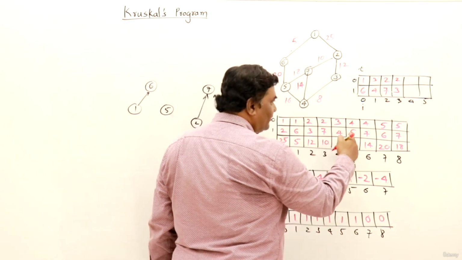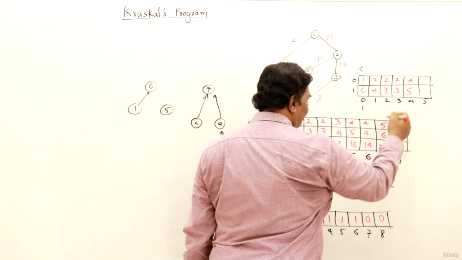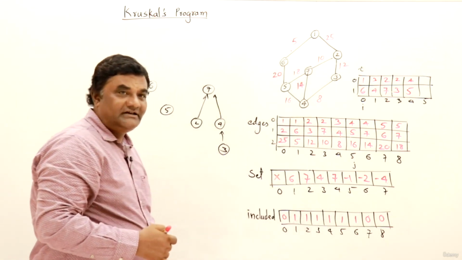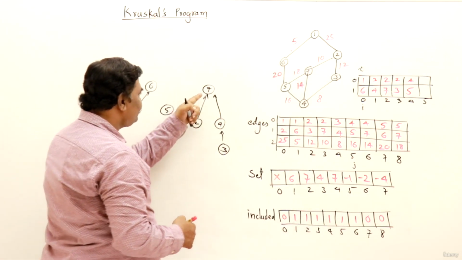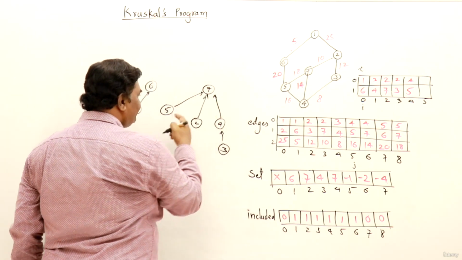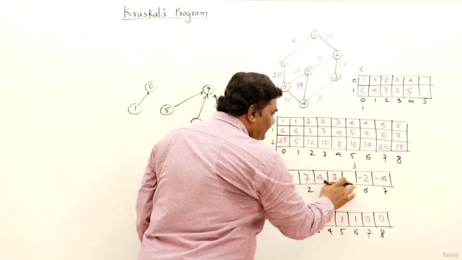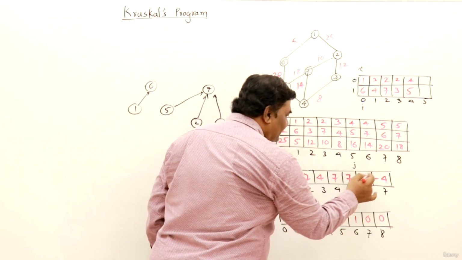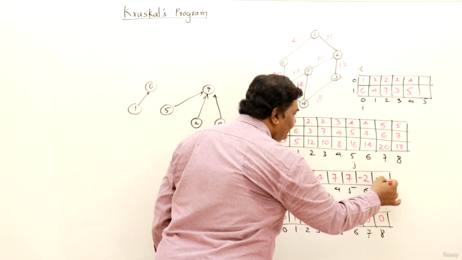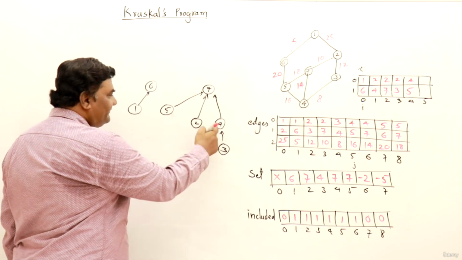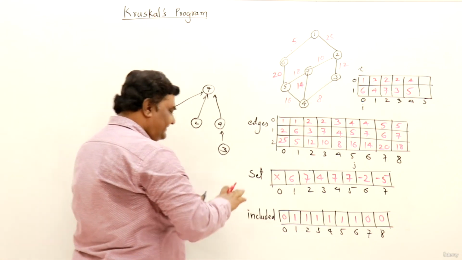Then this is 4, 5, and we have to perform union. So 5 should go under this 7 because 7 is the parent of this one. How many are there? This is -4 and this is -1. So here we write 7, and now this is having -5, because 5 vertices are there: 1, 2, 3, 4, 5. So now next, check the next one.